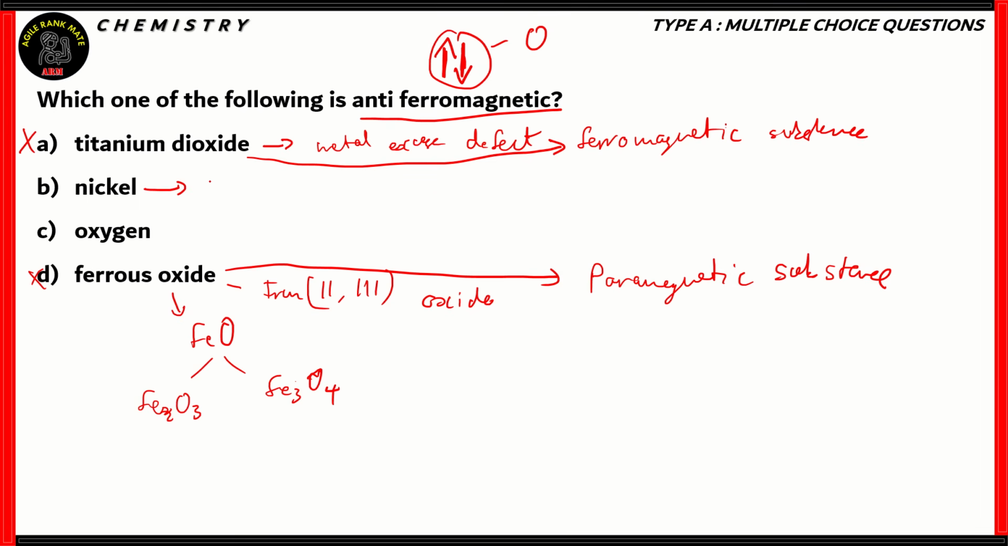Option B, nickel. Nickel is also ferromagnetic. In fact, it's one of the few metals which are ferromagnetic on their own. The reason being that ferromagnetic itself means being magnetized easily, and nickel, iron, and cobalt are some of the metals that do that. So option B is incorrect. That means option C, oxygen, is the right answer.